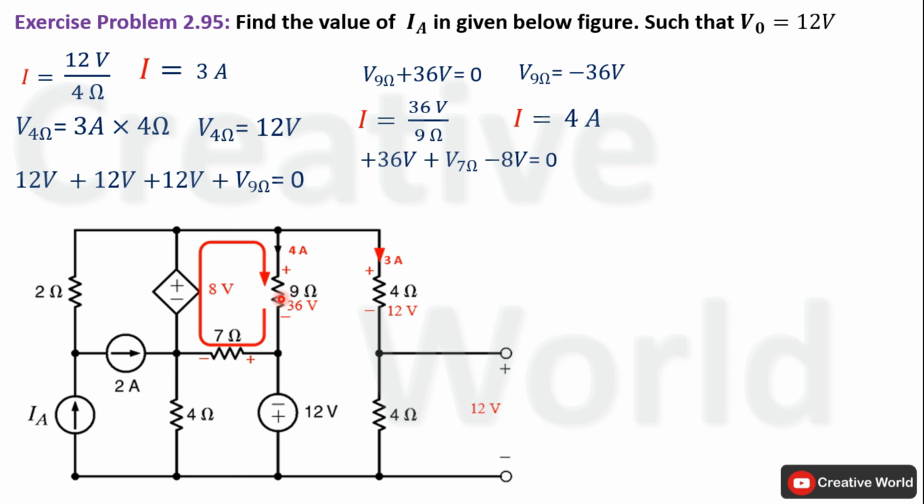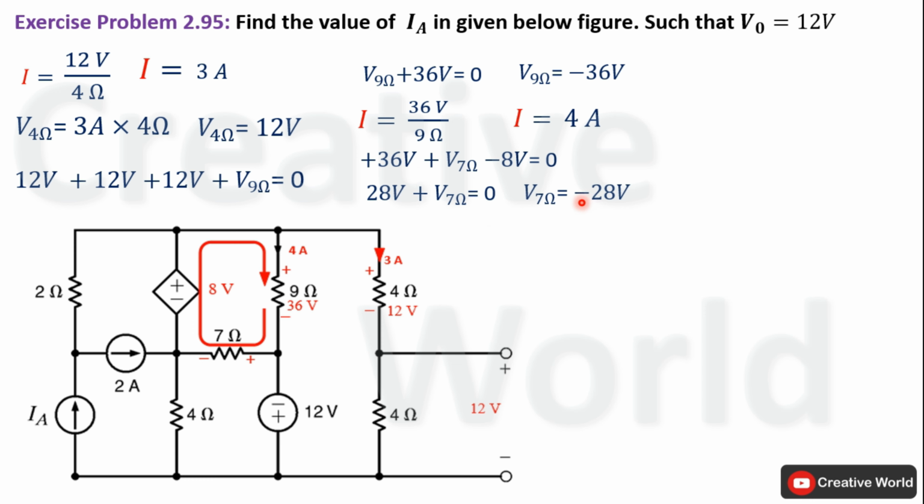Start from here, current entering terminal is positive, so 36 volt will be taken with positive sign. Next, current entering terminal is positive, so voltage across 7 ohm resistance will be taken with positive sign. Next, current entering terminal is negative, so 8 volt will be taken with negative sign. Now subtract 8 volt from 36 volt, it will become 28 volt, and place this 28 volt on the other hand side of equal to calculate voltage across this 7 ohm resistance, that will be minus 28 volt.